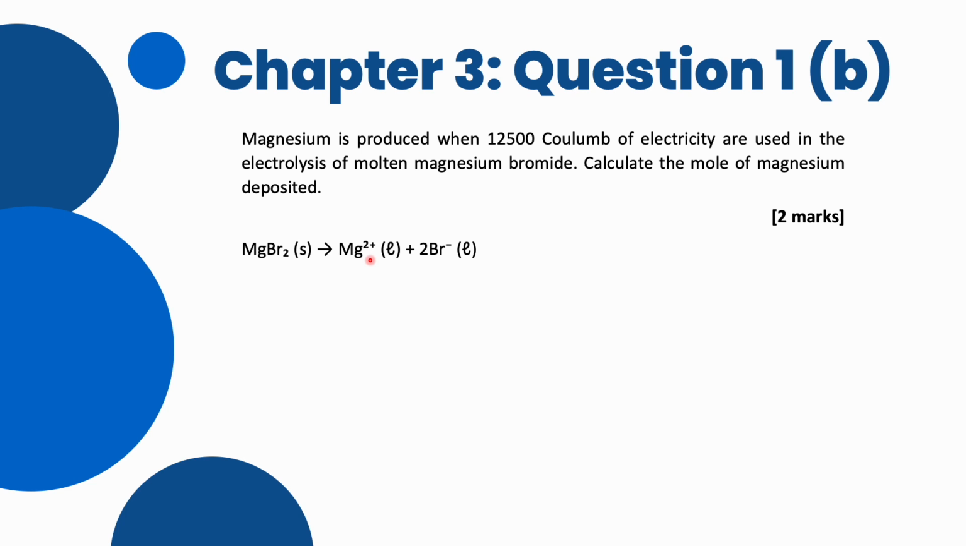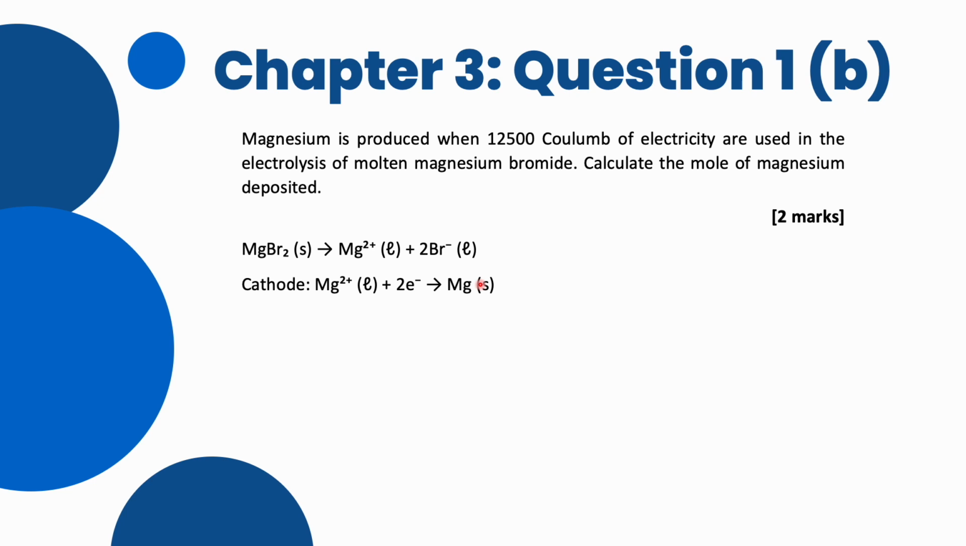So we have to write down the equation. At the cathode, Mg2+ liquid plus 2 electrons will become Mg solid. So here it must be liquid, because it mentioned melting. When we are usually talking about an electrochemical cell or galvanic cell, here it is usually aqueous. But in this case, the electrolysis of molten must be in liquid. Okay, so next, based on the equation, we can do the comparison.